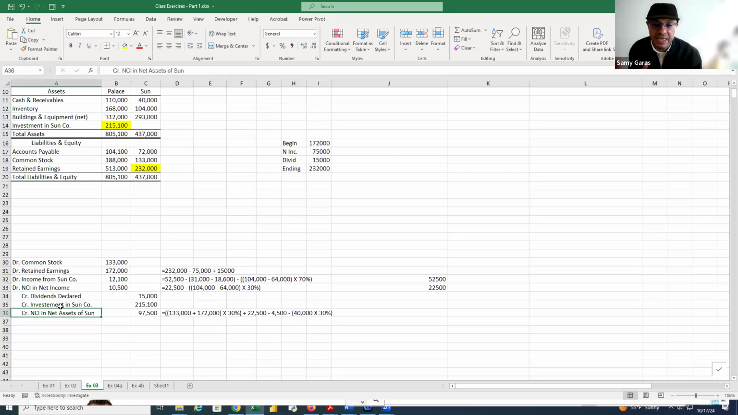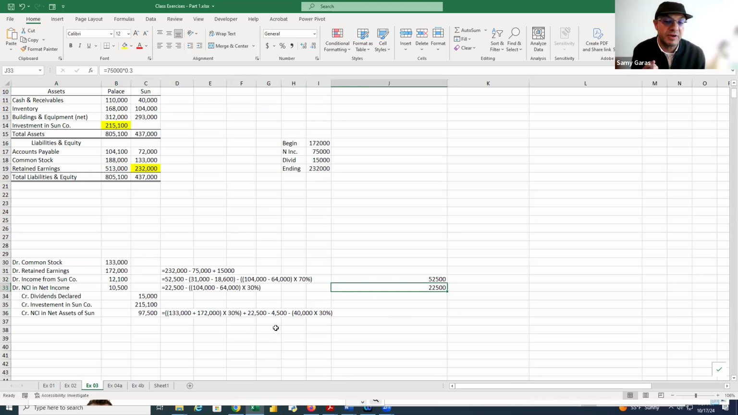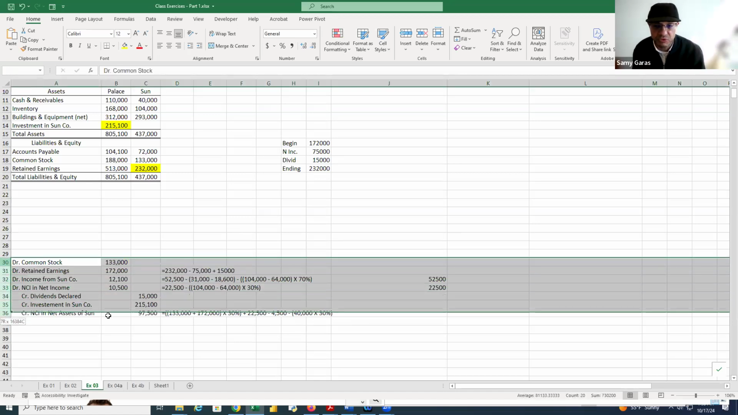How can I get the NCI in the net asset? I start from here and I start going line by line. From the common stock, we need 30%. From the retained earnings, we need 30%, and this is what I put here. So we get common stock and retained earnings multiplied by 30%. From the net income, I need 30%, which I put here, 22,500. And then I subtract the dividends, which is 15,000 times 30%, and the unrealized gain, which is 40,000 times 30%. When you do the calculation, then you end by the journal entry for the consolidation.